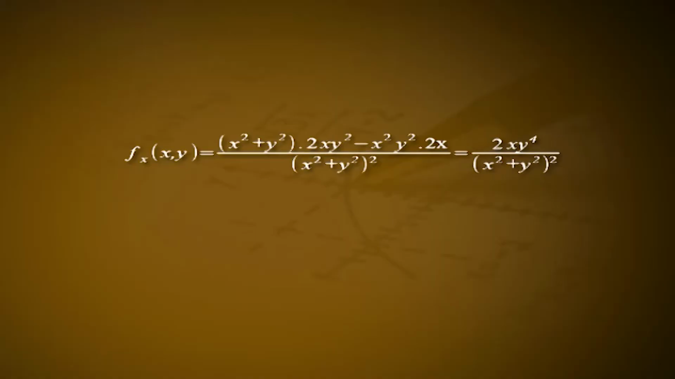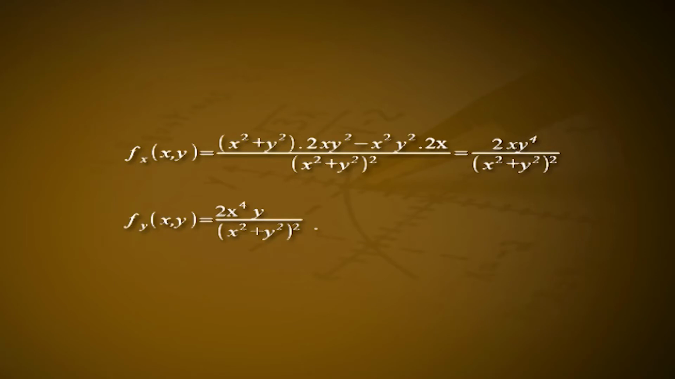Also, for (x, y) not equal to (0, 0), f_x at (x, y) is equal to [(x square plus y square) into 2xy square minus x square y square into 2x] divided by (x square plus y square) the whole square, which is equal to 2x y raised to 4 divided by (x square plus y square) the whole square.